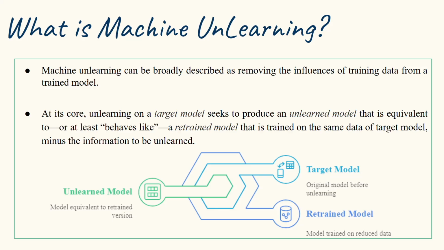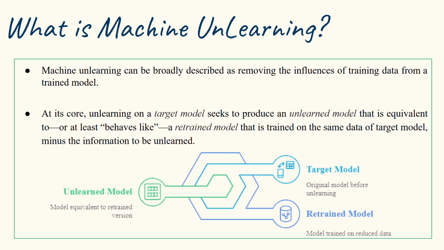If a user says, "I don't want my photo in your AI anymore," or if a company finds out some data was biased or even illegal, what do you do? You can't just pull one ingredient out of a baked cake. Or can you? That's where machine unlearning comes in.